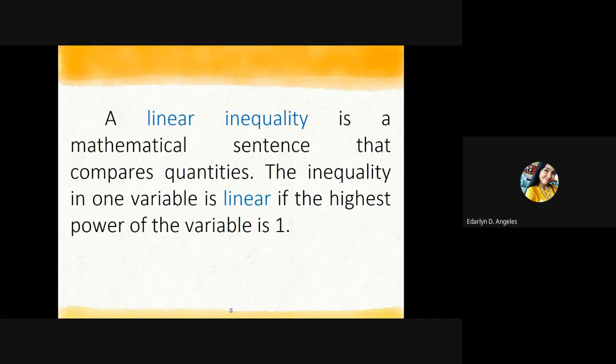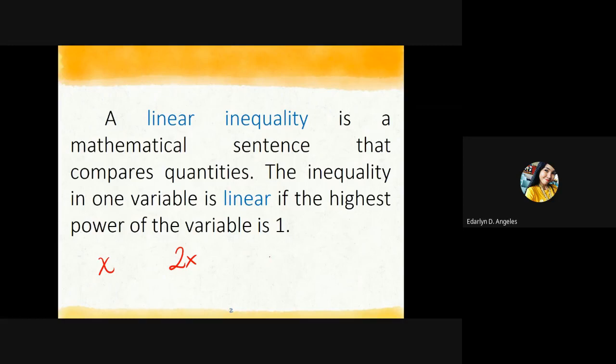And when we say inequality in one variable, the inequality in one variable is linear if the highest power of the variable is 1. For example, we have x. So this inequality in one variable is linear since the power of our variable here is just 1. Same way when we have 2x, all right? So 2 is the constant and x is the variable. As you can see, the highest power of the variable is still 1.